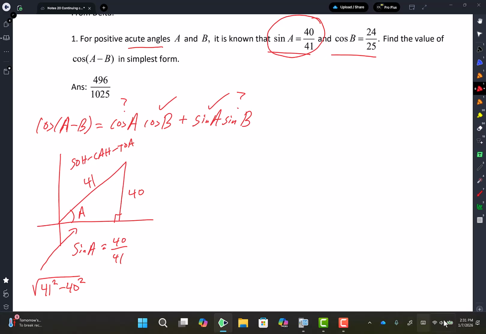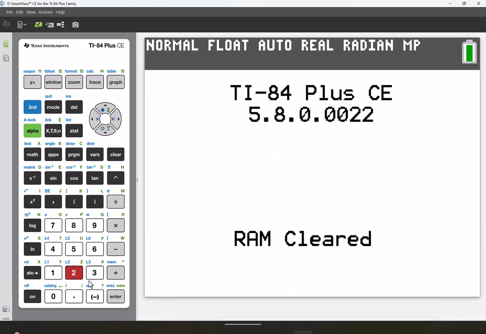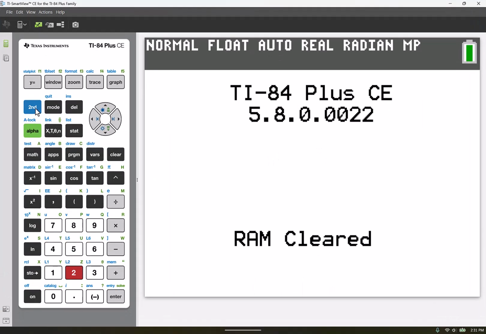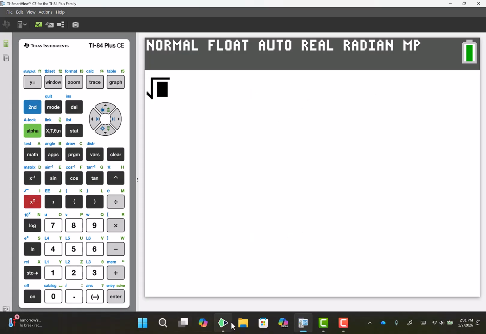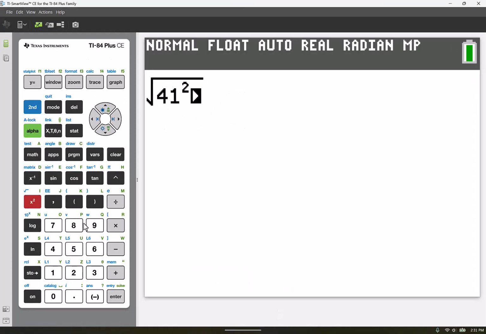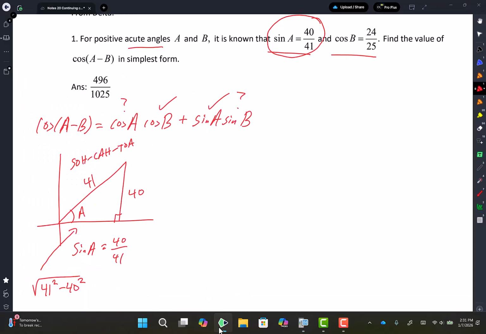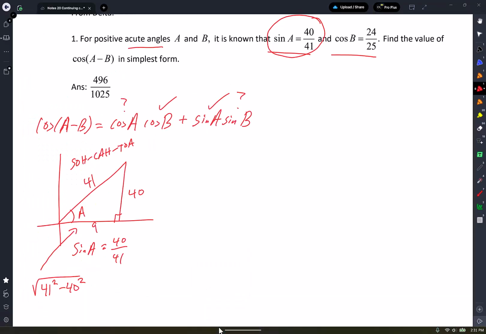I take my calculator, unless you know that is a perfect one of the triplets. Okay, let me stop talking about that. Maybe we don't remember that. And I'm just going to go, let's see, what was my hypotenuse? 41 and 40. I'm just going to go 41 squared minus 40 squared. And there it is: 9. See? Now from there, I have cosine of A. Cosine of A is adjacent over hypotenuse, so 9 over 41.